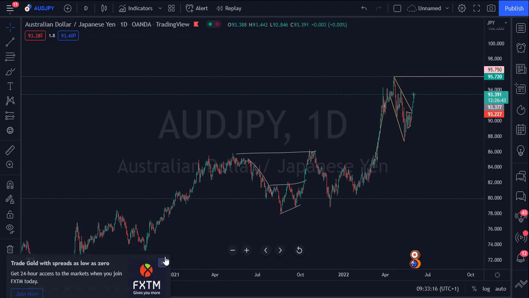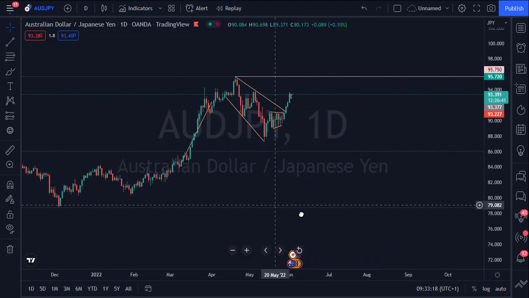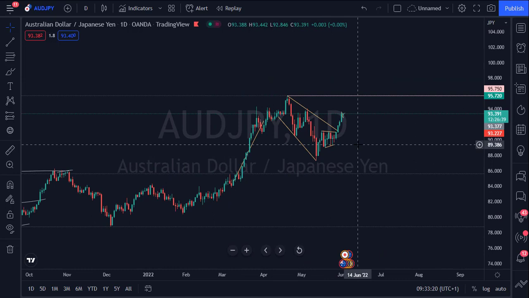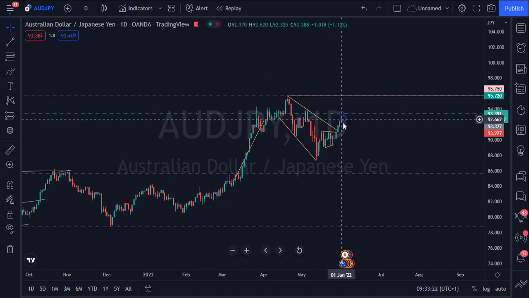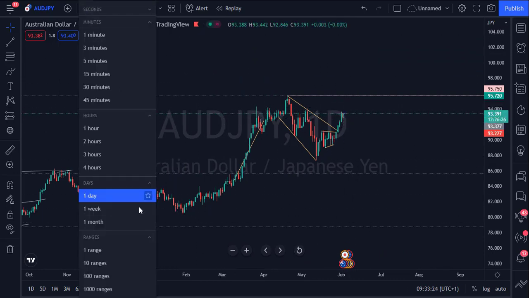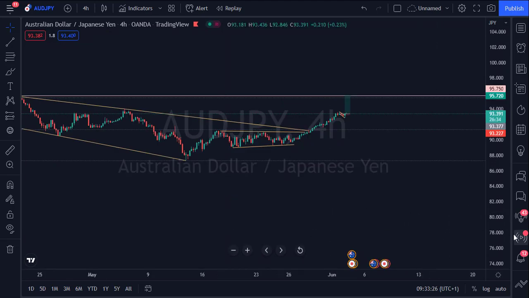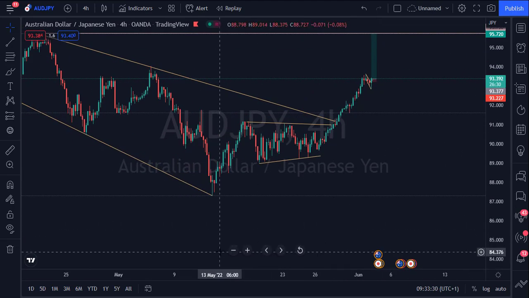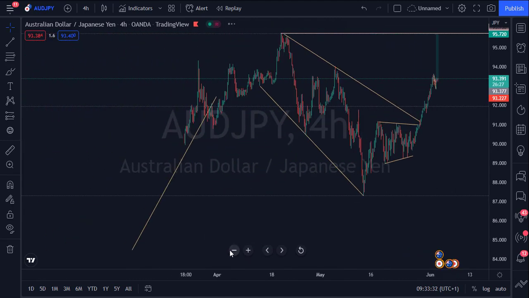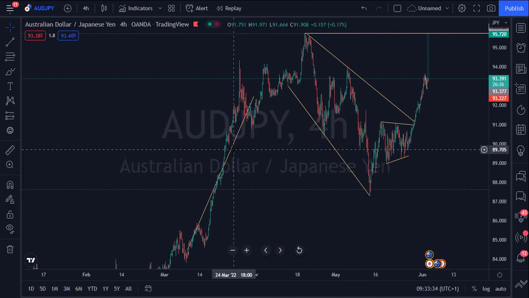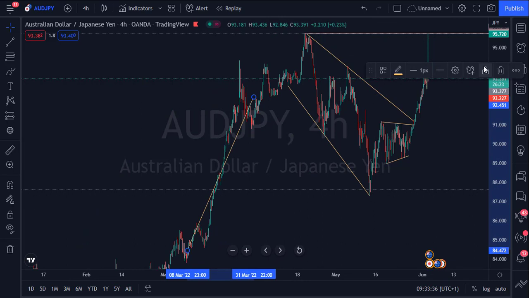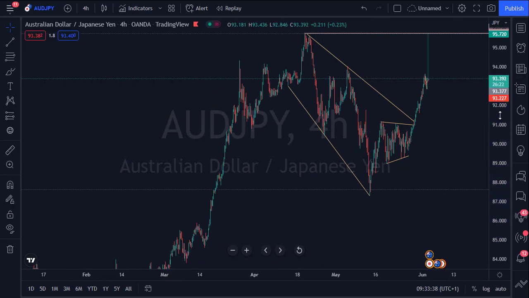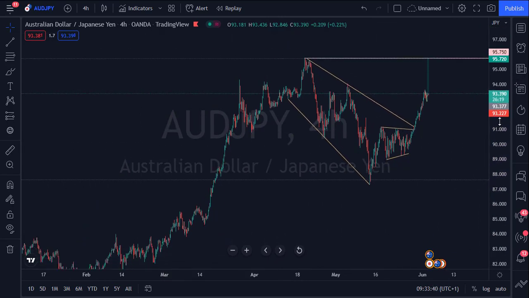Okay, but let's look at this. I figured out that there was a descending channel here. I used my trend line to mark the descending channel, and the next thing you want to do is go down to the lower time frame, in this case 4 hours. So let's look at the 4-hour time frame right now and see what's happening here. Like I said, you always want to do the same thing: you look for impulsive and corrective phases in all the time frames.